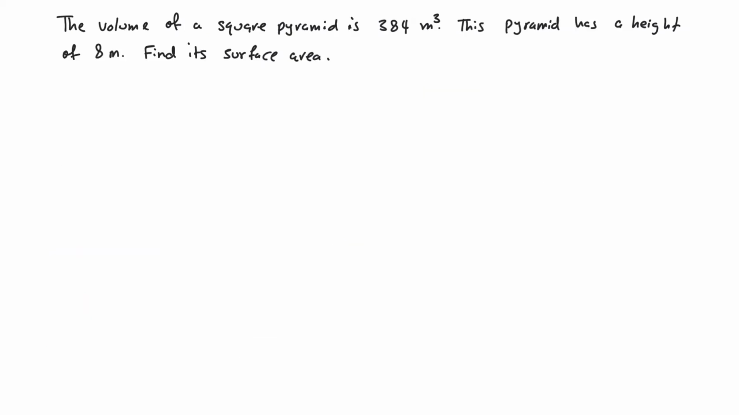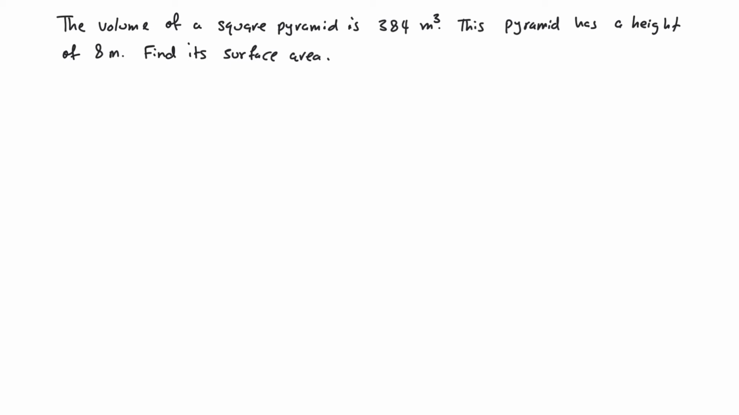Alright, the last question says that the volume of a square pyramid is 384 meters cubed. This pyramid has a height of 8 meters. Find its surface area. Now, unlike the other questions, we are not given the side lengths of the pyramid, but we're given its volume and only one parameter, which is the height.